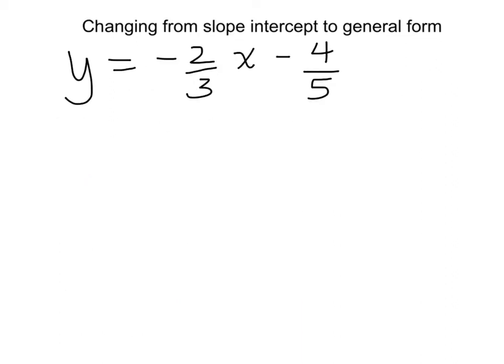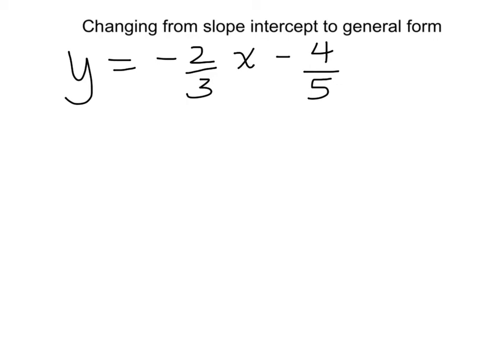All right, let's have a look at this question. y equals minus 2/3 x minus 4/5. A y-intercept of minus 4 over 5 and a slope of minus 2 over 3. If we want to go to general form, we have a few issues. First of all, I see right away that our x coefficient is negative, and we have both terms as fractions.